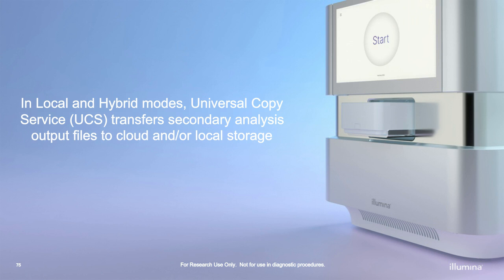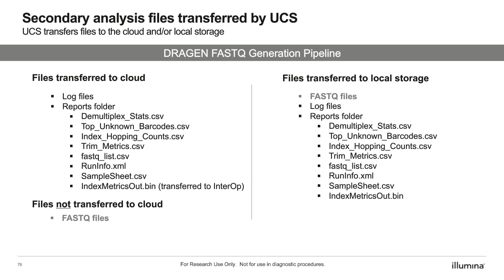Okay, so now that we went through all of the pipelines, let's briefly revisit what files you're going to get in your local and hybrid analysis transferred by UCS. We've been talking about this quite a bit throughout the presentation, but here we're going to formally describe everything. For local or hybrid modes, the DRAGEN FASTQ generation pipeline generates our FASTQ files on the instrument. UCS transfers the FASTQ files to your local storage if your local storage is specified. UCS does not transfer the FASTQ files to the cloud, even when the UCS cloud for run monitoring and storage is selected. So if you need your FASTQ files in the cloud, we recommend running it in cloud mode rather than in local mode.